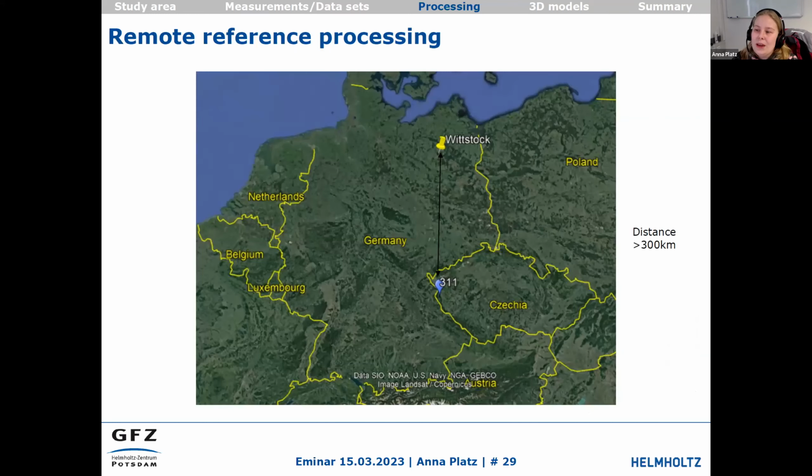I think a more famous, or more known technique, is the classical remote reference technique. And as I said at the very beginning of this talk, we could use as a reference station the permanent remote site in Wittstock in northern Germany, which is operated by the GFZ. And the Wittstock site shown here has a distance of 300 to 400 kilometers to our stations in West Bohemia.